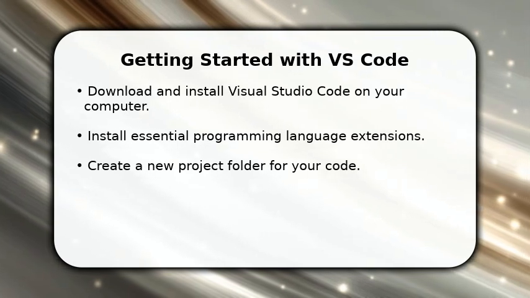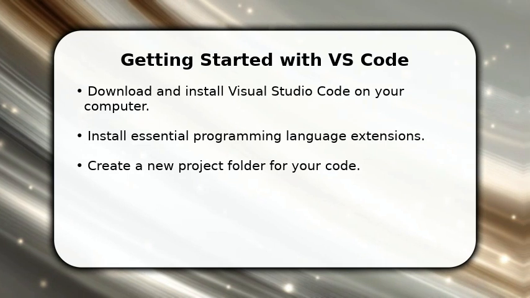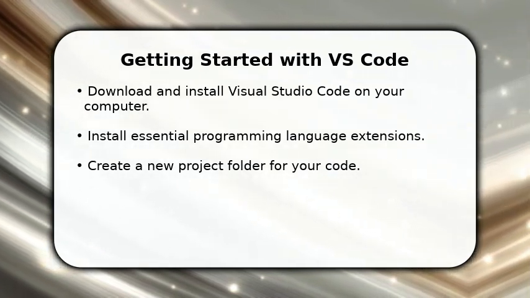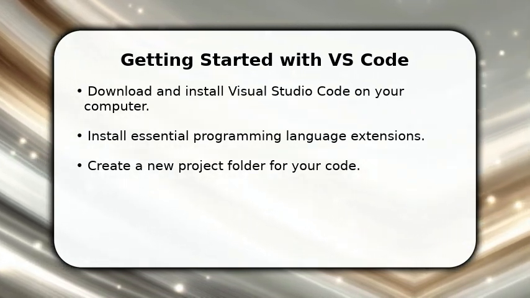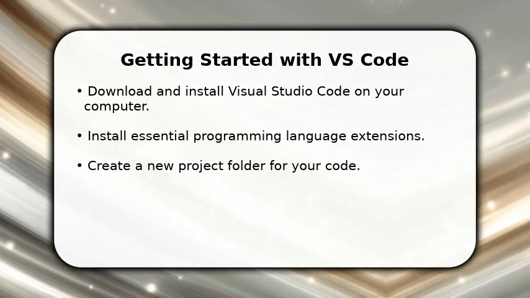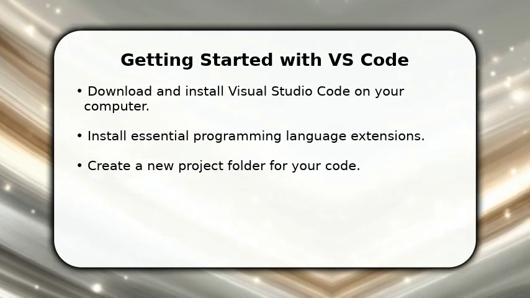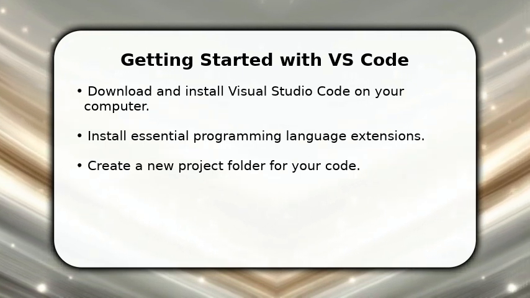Enjoy the video. In this video, I will help you learn programming using Visual Studio Code. First, you'll need to download and install Visual Studio Code on your computer. Then, install essential programming language extensions for your chosen language. Create a new project folder for your code. And finally, open that folder within Visual Studio Code to begin your journey.